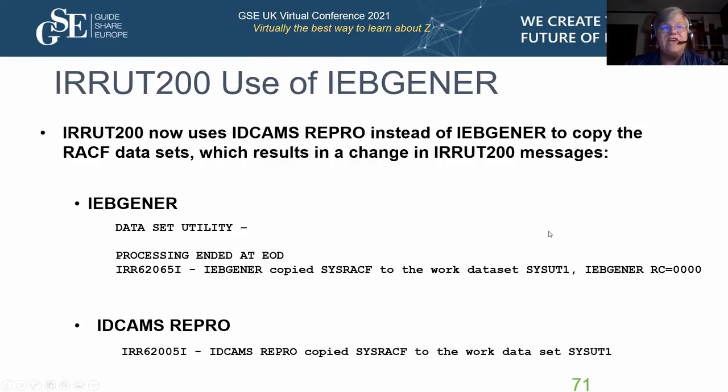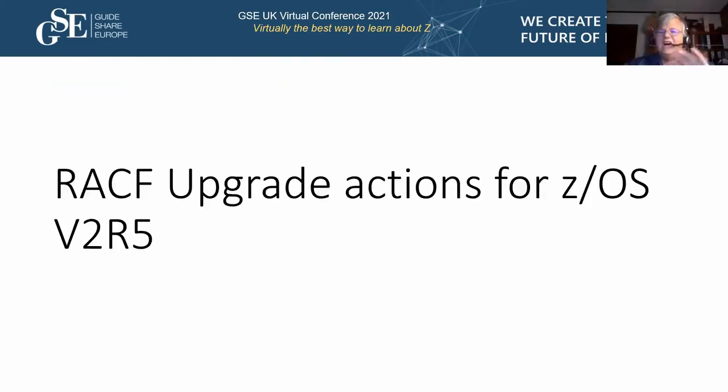So there's an example of Jenner. There's an example of IDCAMS REPRO. I will tell you, in general, IDCAMS REPRO gives you a lot more descriptive information than you get from Jenner. So that's a step forward. Last thing, I got this from Marna Wally. Thank you very much, Marna.